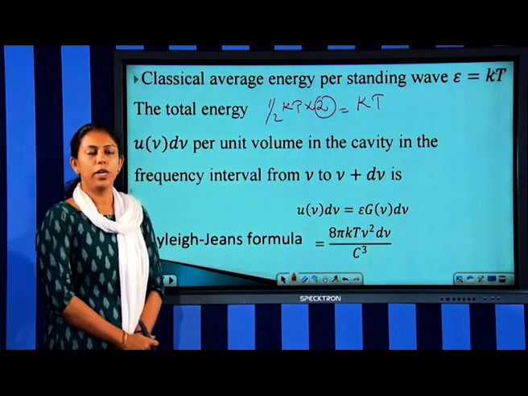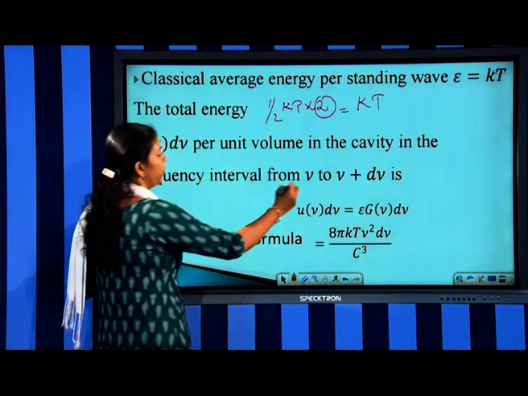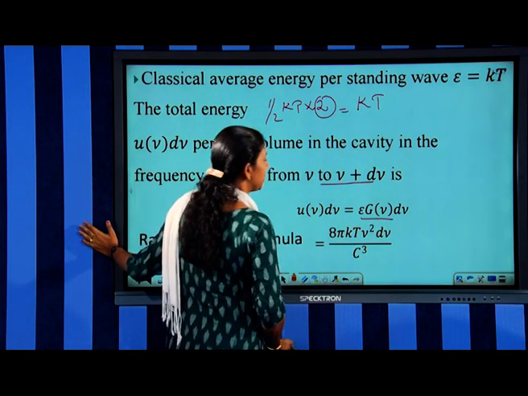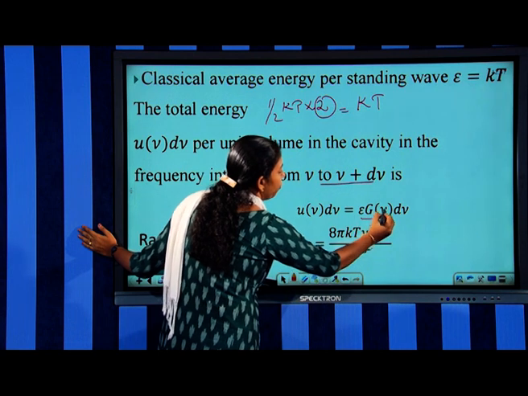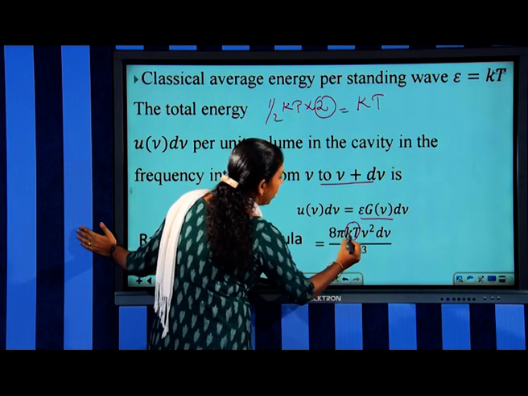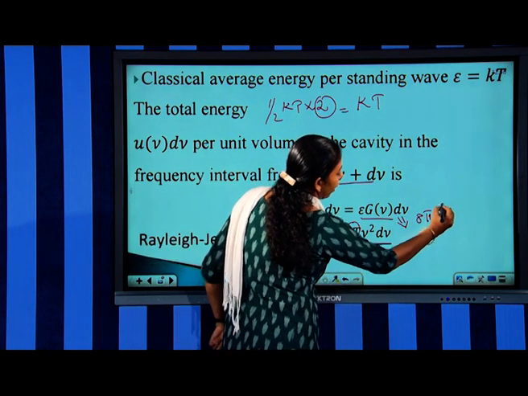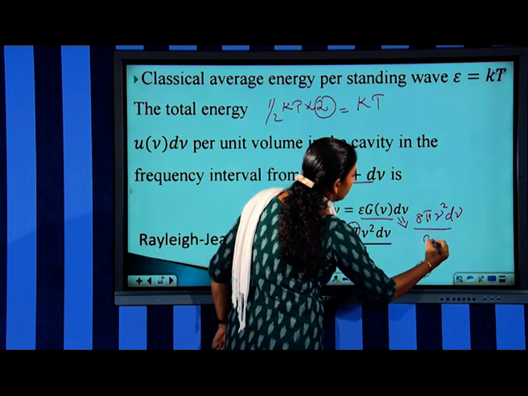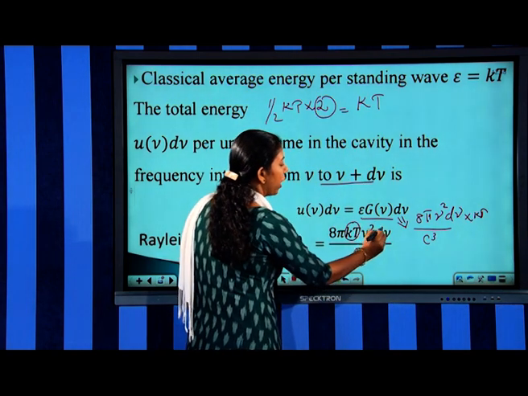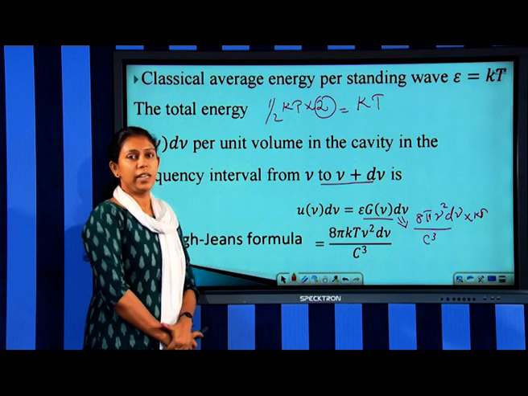Then u of nu d nu per unit volume in the cavity in the frequency interval from nu to nu plus d nu is given by the classical average energy into the density of standing waves, that is epsilon into g of nu d nu. Here epsilon is given as kT. So g of nu d nu is equal to 8 pi nu square d nu divided by c cube, into epsilon, kT, which is equal to 8 pi kT nu square d nu by c cube. And this equation is known as the Rayleigh-Jeans formula.